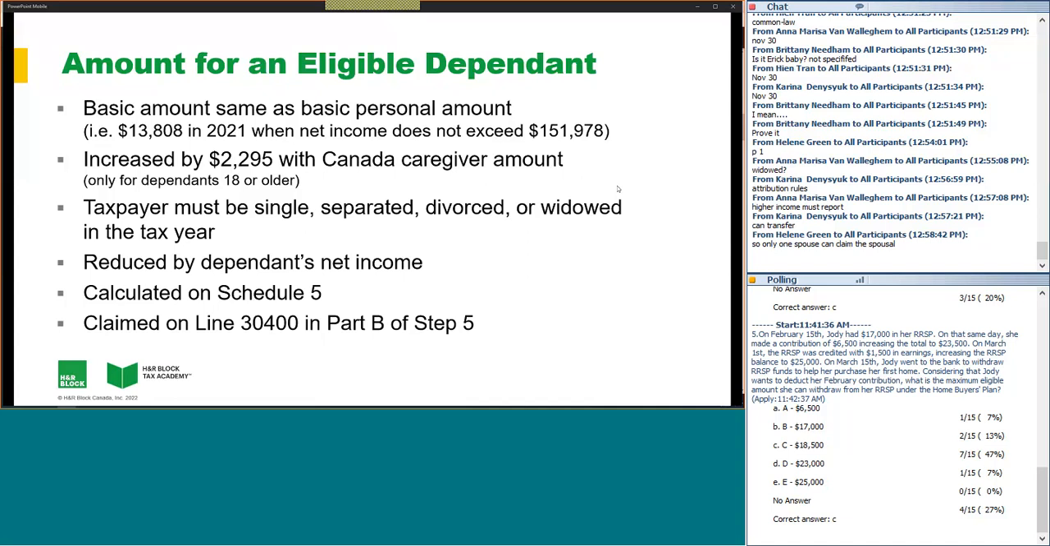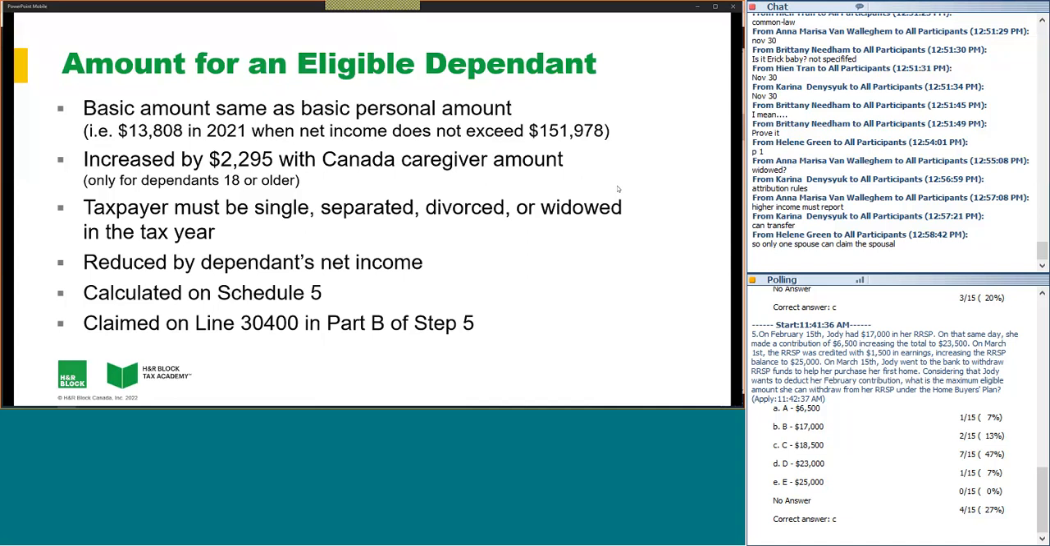And let's see, we've talked about spousal amounts. The next biggest credit that we give to people, usually bigger than the spousal amount, is eligible dependent. So I want to talk about that in a little bit of detail. It is tricky. So starting with broad strokes, for the amount for an eligible dependent, remember every line on the tax return has its own rules. These are the rules for line 30400 of the credit.